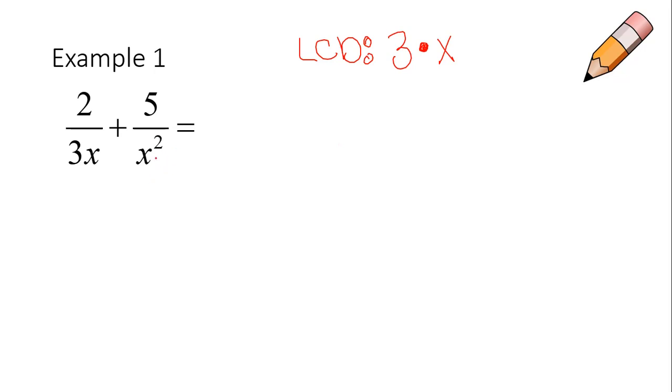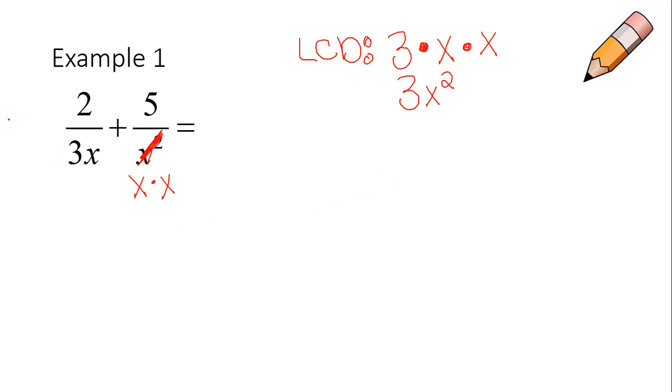Well, this x squared, well, I can kind of break that down into an x times an x. Now, what I'm going to do is see, do I have an x, one x, in my LCD? I do, right? There's an x right here. So that means I do not need this x. I already have that present. But I do need this second x. So I'm going to multiply by x as well. So my LCD is 3x squared.